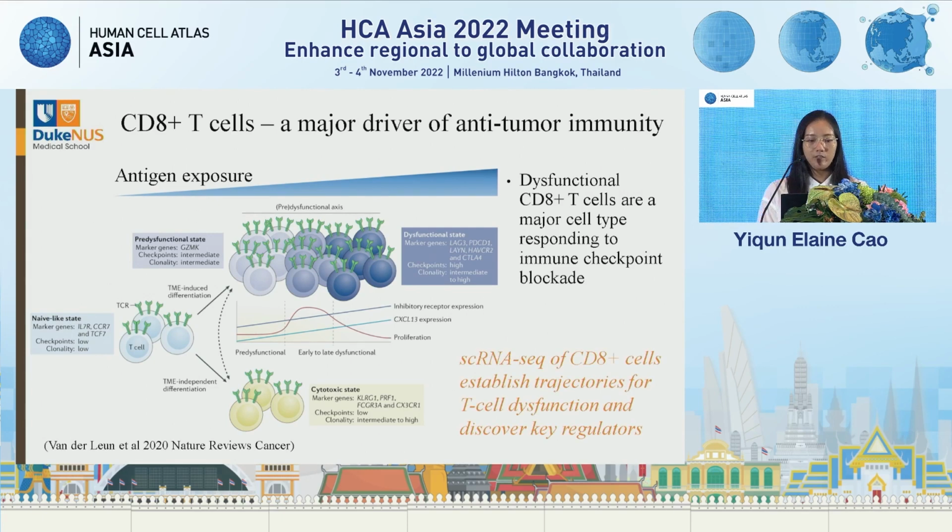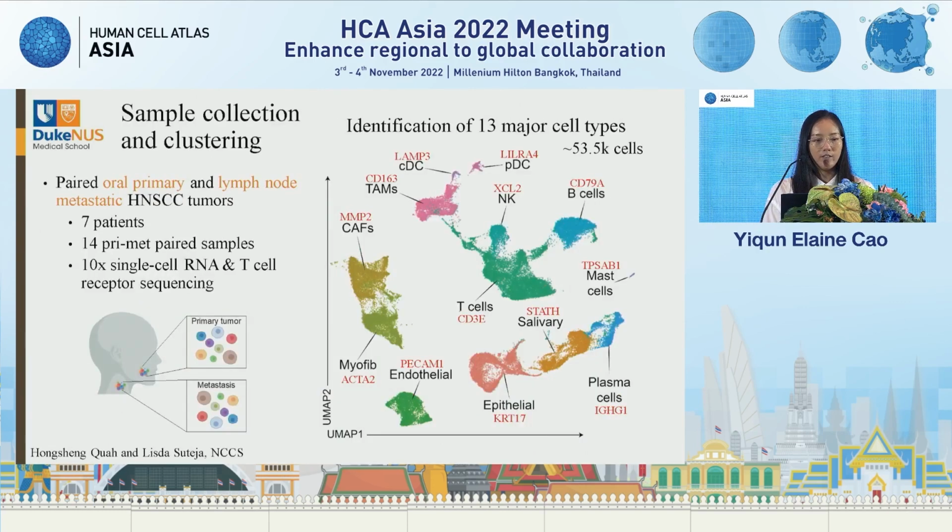Therefore, utilizing single-cell RNA sequencing, we established the trajectories for T cell dysfunction and discovered the key regulators that could alter the T cell dysfunction. We collected the samples of paired oral primary and lymph node metastasis HNSCC tumor from 7 patients, followed by 10x single-cell RNA and TCR sequencing.